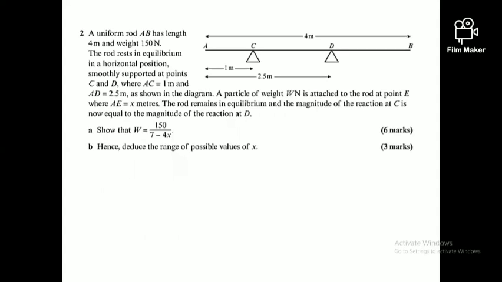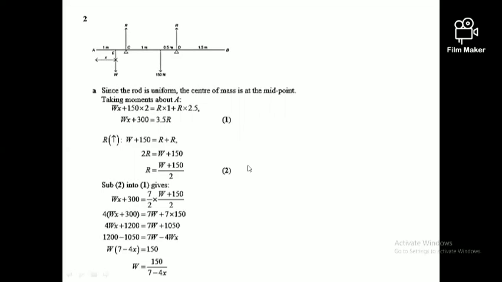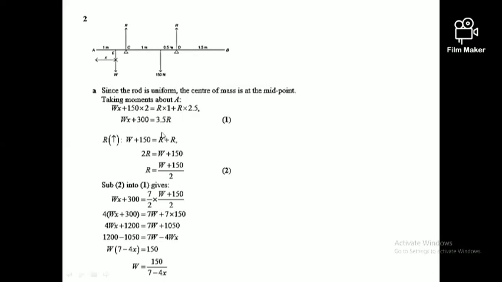Then we come to part B: hence deduce the range of possible values of x. Obviously, we know that x should be more than 0. Length cannot be negative, so that is one condition which is satisfied. Other than that, we know that 150 over 7 minus 4x is the value for W. We know that weight cannot be negative. Therefore, this value should definitely be greater than 0.